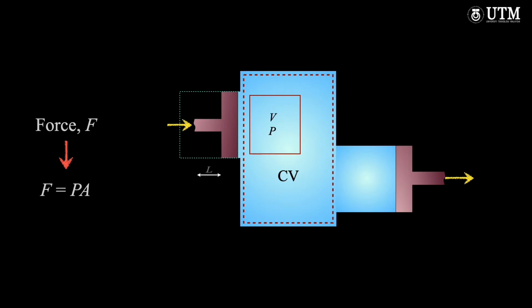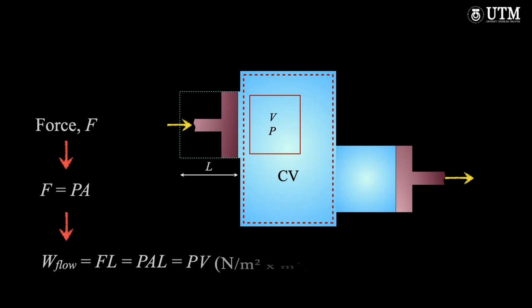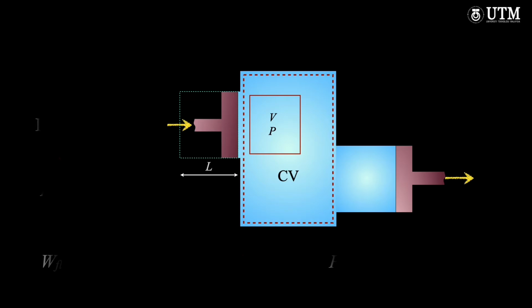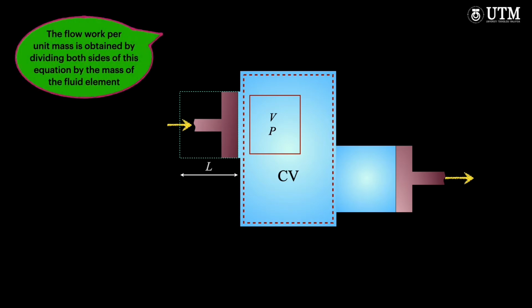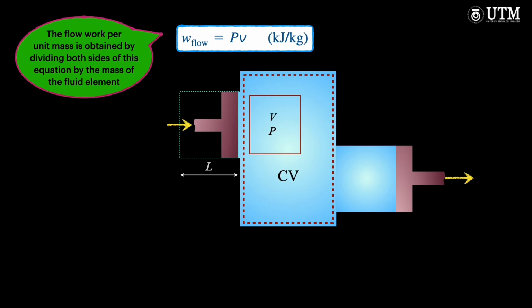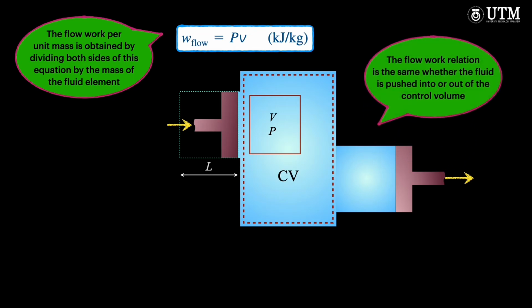This force must act through a distance L to push the entire fluid element into the control volume. Thus, the work done in pushing the fluid element across the boundary is equal to P times V. The flow work relation is the same whether the fluid is pushed into or out of the control volume.